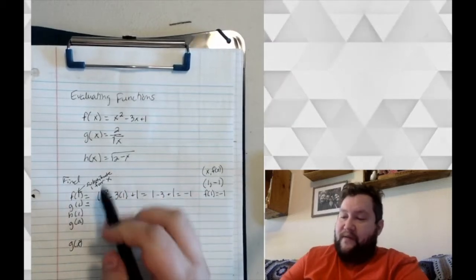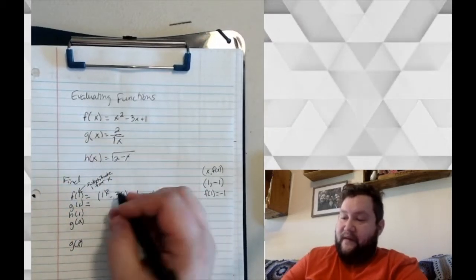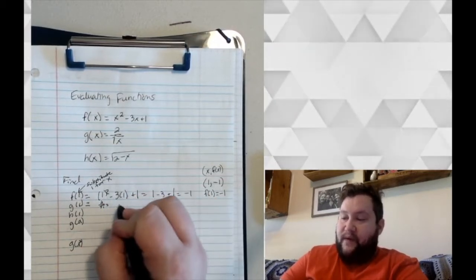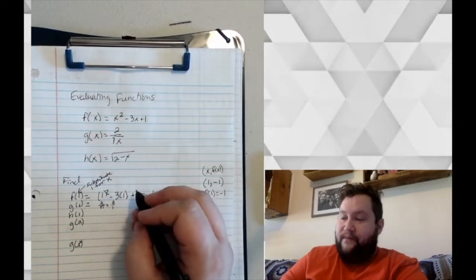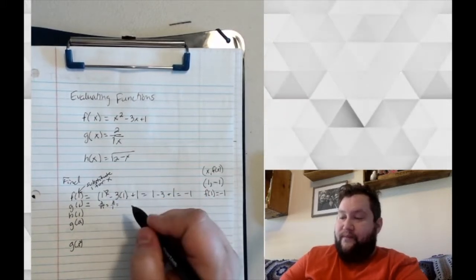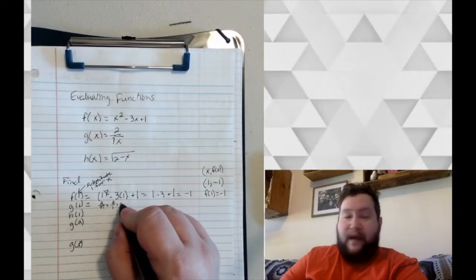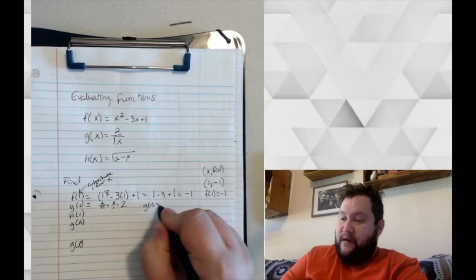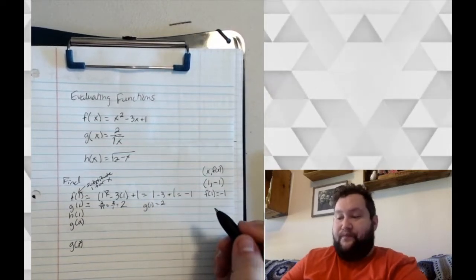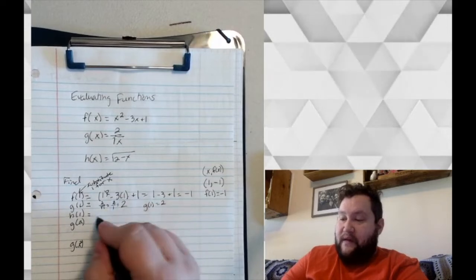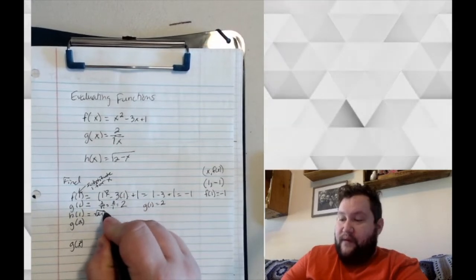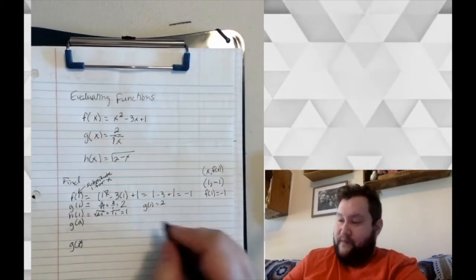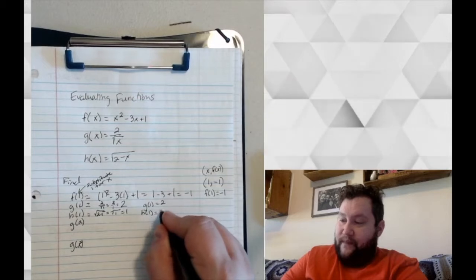G of 1 says substitute 1 for x into this, so we have 2 over the square root of 1. Well, the square root of 1 is just 1, 2 over 1. And we get 2. So we have g of 1 equals 2. H of 1 says take the square root of 2 minus 1. That's the square root of 1, which is just 1. So h of 1 is 1.